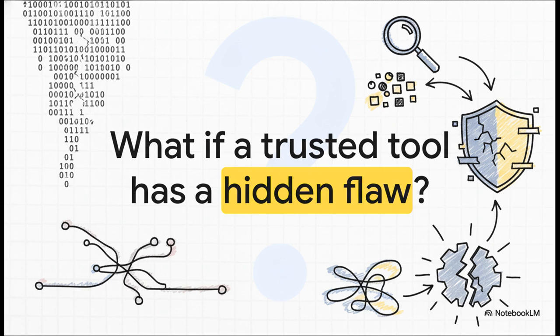So let me ask you something. What if a tool you trust, I mean completely trust, something you use every single day, what if it had a hidden flaw? Not one that crashes your machine, but one that's silently corrupting the very data you rely on. Well, that's exactly the mystery we're going to unravel today. And believe it or not, it's hiding right inside Git.